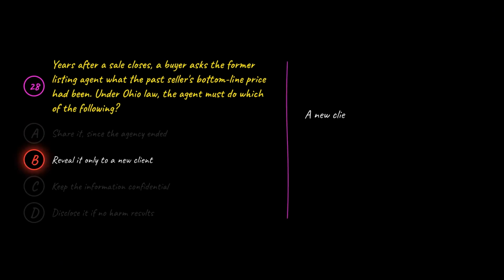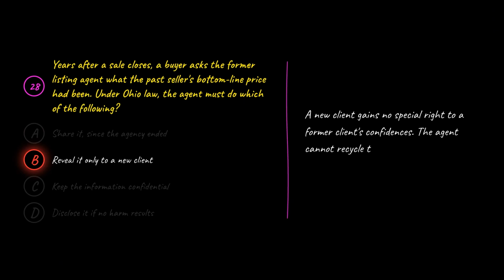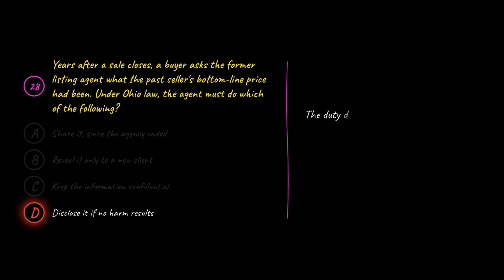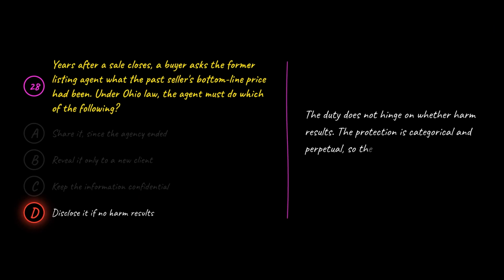B is wrong because a new client gains no special right to a former client's confidences. The agent cannot recycle the past seller's bottom line to advantage anyone in a later deal. D is wrong because the duty does not hinge on whether harm results. The protection is categorical and perpetual, so the agent cannot disclose simply by judging the disclosure harmless.